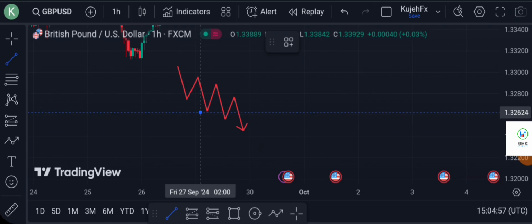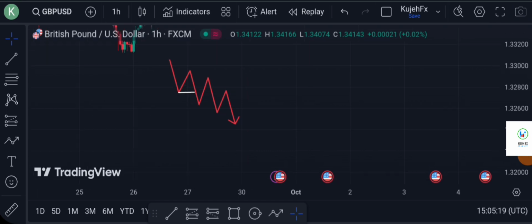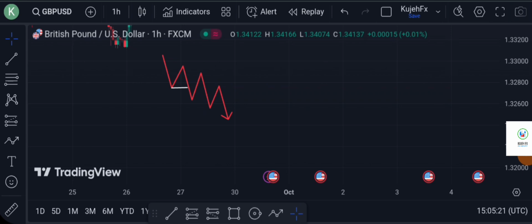But then observe something: when the market creates a lower low here, goes up to create a lower high here, the market now comes down to break the previous lower low that it has created. The breaking of this low is what we call break of structure. The place where I drew the white line is called break of structure. Why? Because the market broke the lower low it had created, telling you that it wants to continue its current trend to the downside.